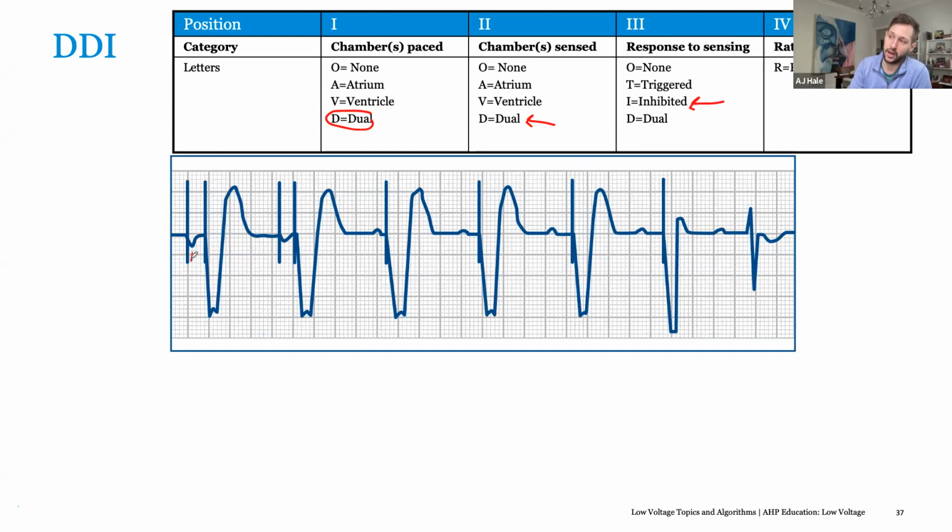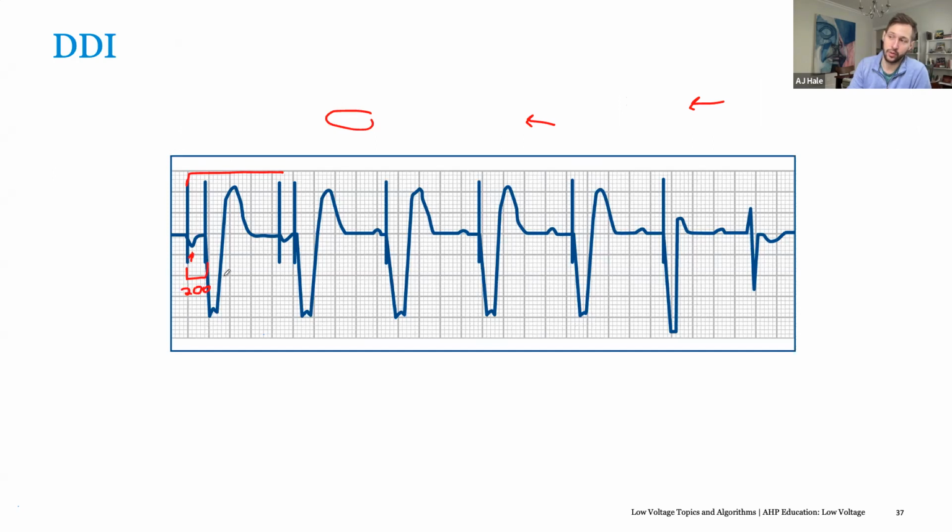We see a negative P wave, pretty good indicator that we probably captured there. It sets the timer, waits 1000 milliseconds, and then it's going to pace if nothing occurs. Same thing in the ventricle. It waits its programmed AV delay, which in this case is around 200 milliseconds. Nothing occurs in the ventricle, so it paces.